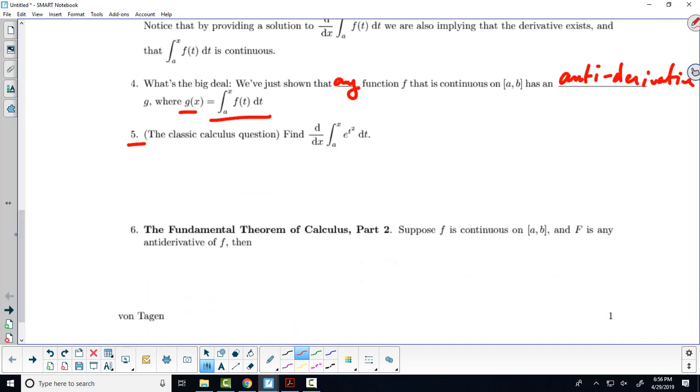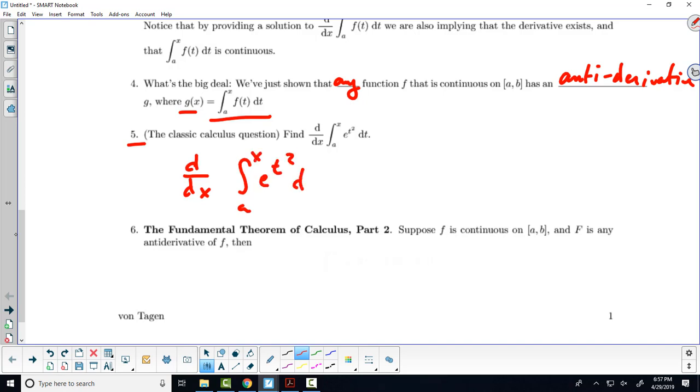This next question, I went ahead and put it on here. We'll practice it some more in 5.4. This is the classic calculus question. Everybody who writes a calculus final exam puts some version of this question up there, because it's testing you on the fundamental theorem of calculus part 1. So, I'm asking you to take the derivative of this function right here.